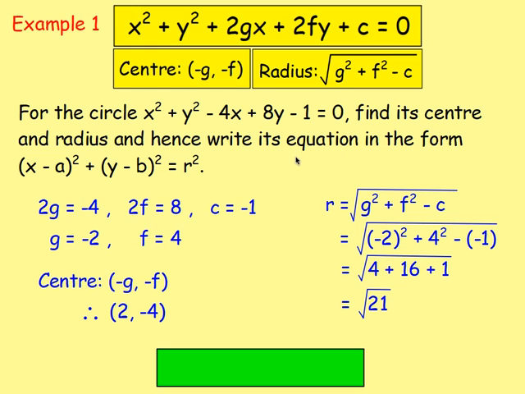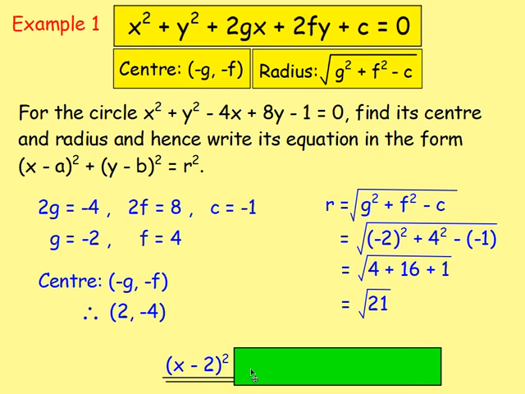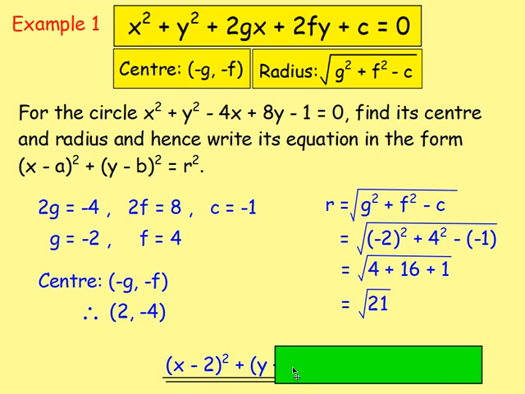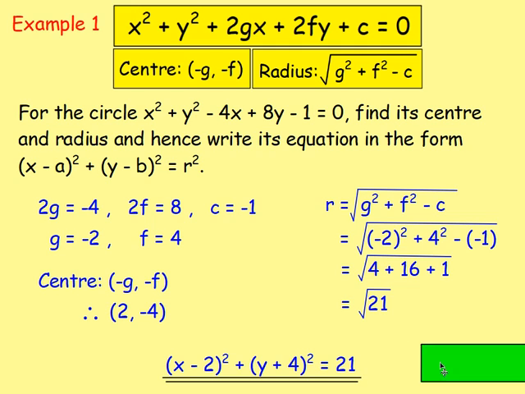We are asked to write down the equation of this circle in that form, x minus a all squared plus y take b all squared equals r squared. So for this one, you would have x take away 2 all squared, plus y take away negative 4 all squared, which is y add 4 all squared, and that would equal r squared. Now r is the square root of 21, which means then that r squared would equal the square root of 21 squared, which is 21. And that is what you would get for example 1.